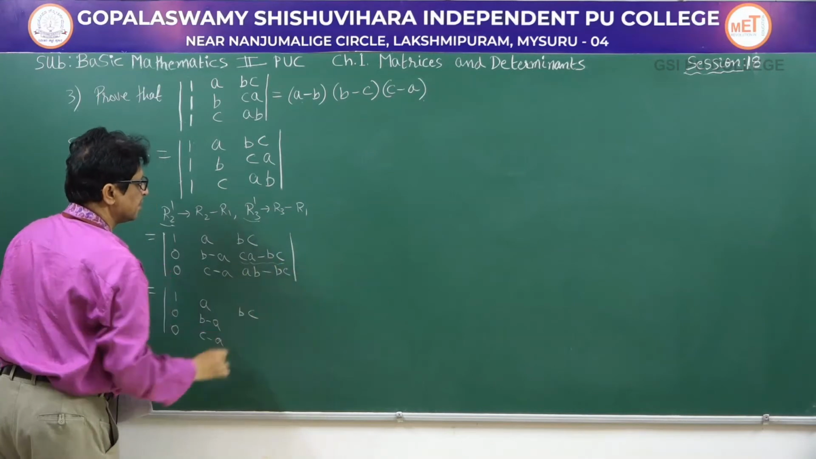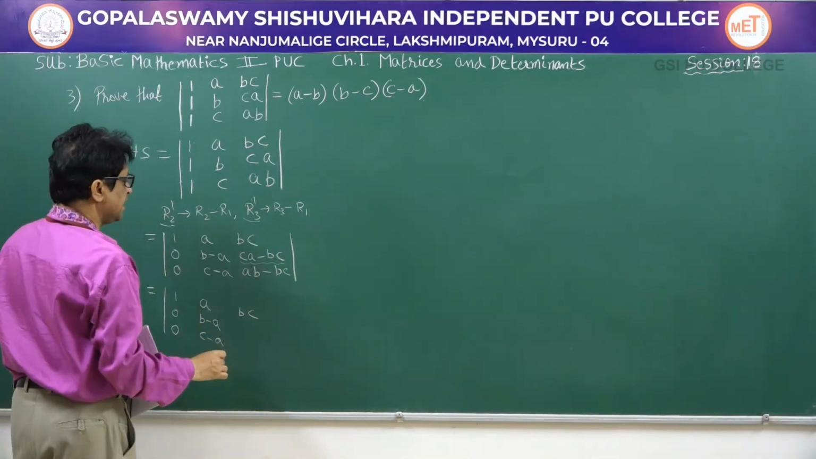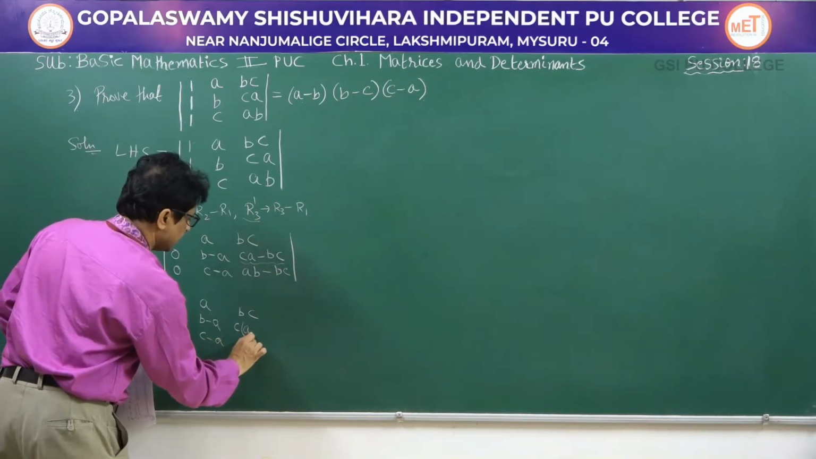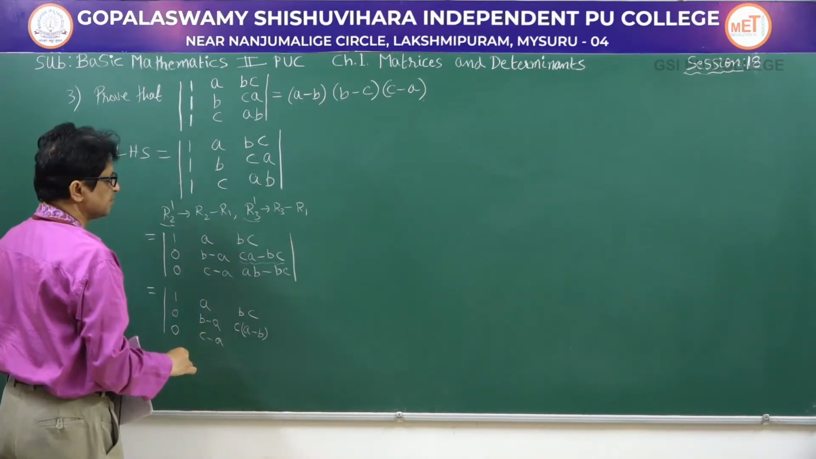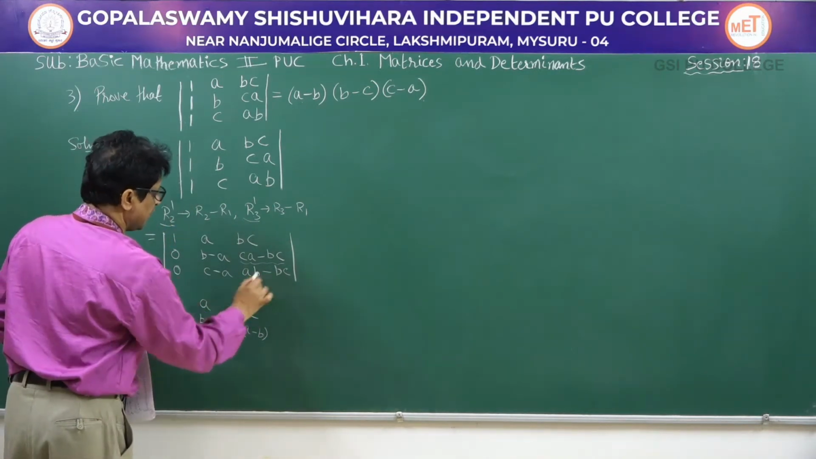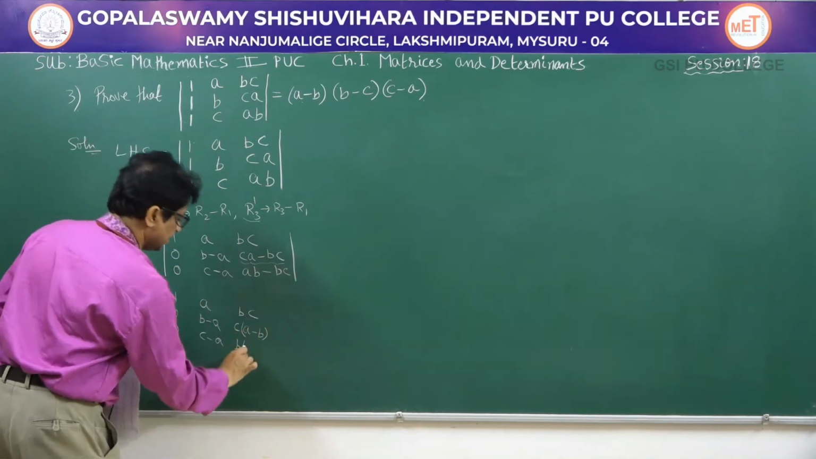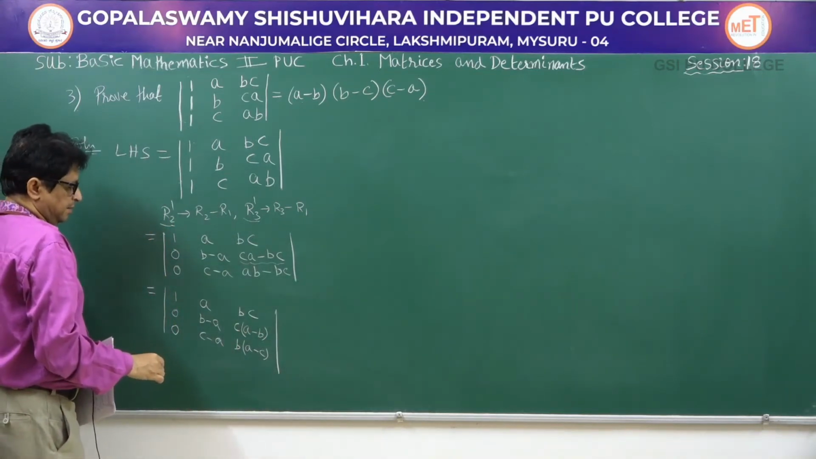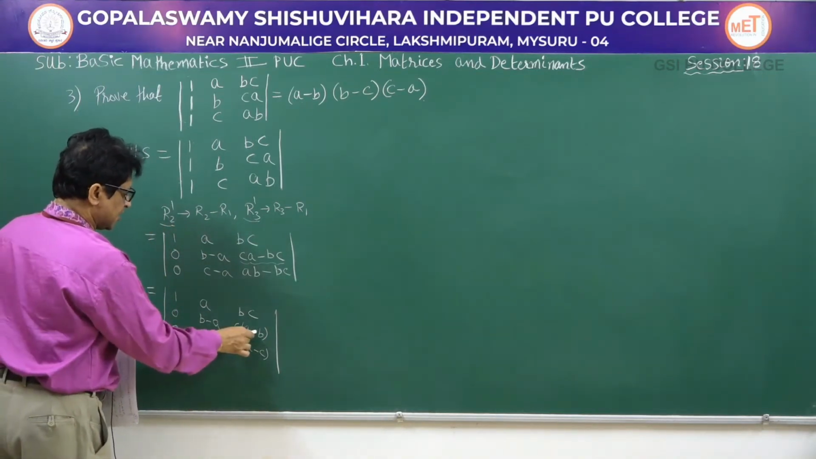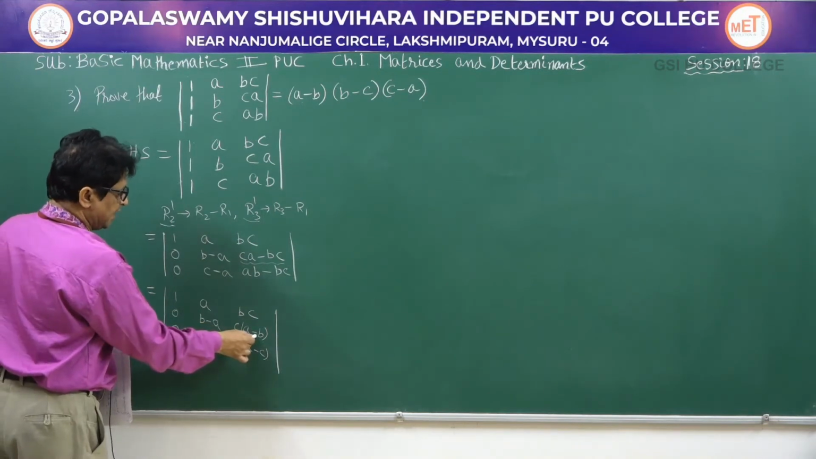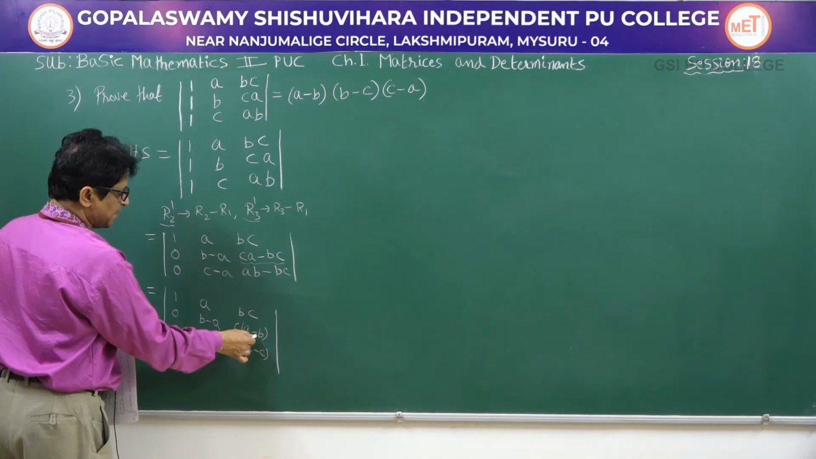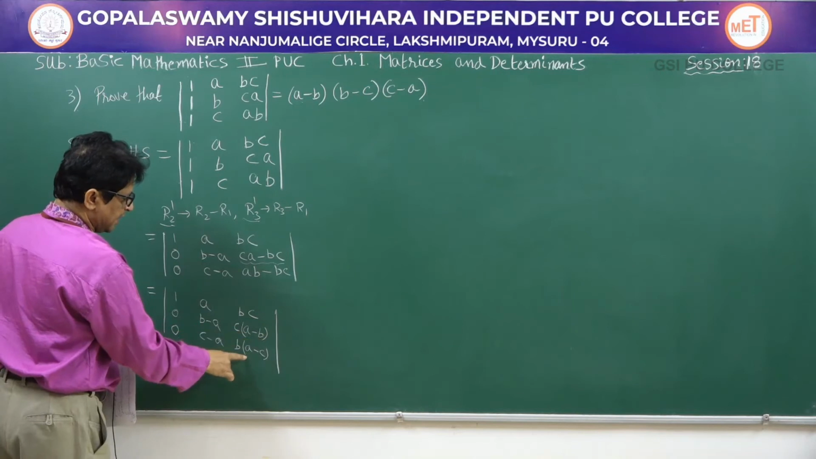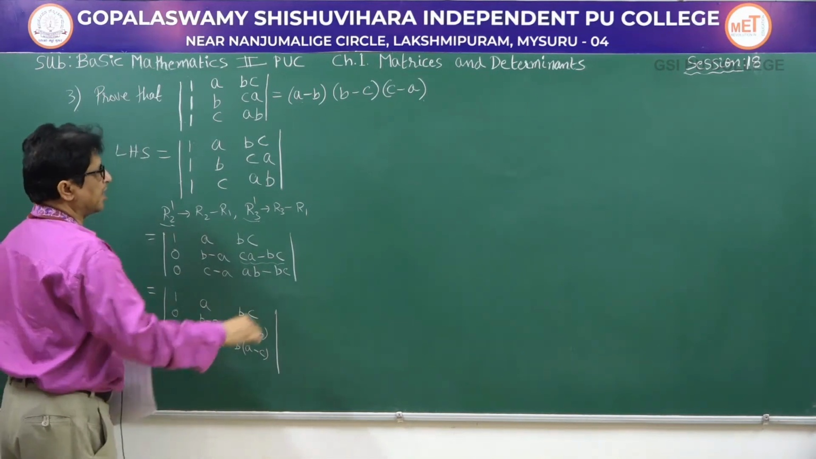Here we can take C common. If we take C common, we will get A minus B. Here if we take B common, we get A minus C. If you observe the second row, here B minus A is there and in the third column A minus B is there. Therefore what I do is I take minus common. Here also I take minus common.